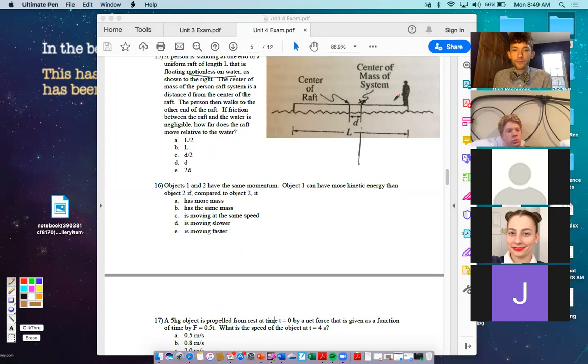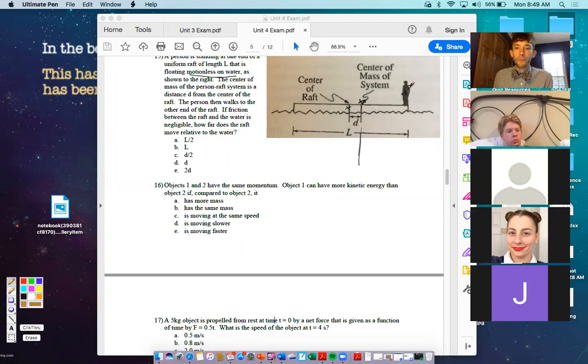But if the person were to move perfectly to the center of the raft, then his center of mass would be lined up with the raft's center of mass. The raft's center of mass is here. His center of mass is, of course, centered on him. If he were to move to the left and line up with the raft's center, one second, Mr. Davis, let me finish my explanation and then I will get to your question.